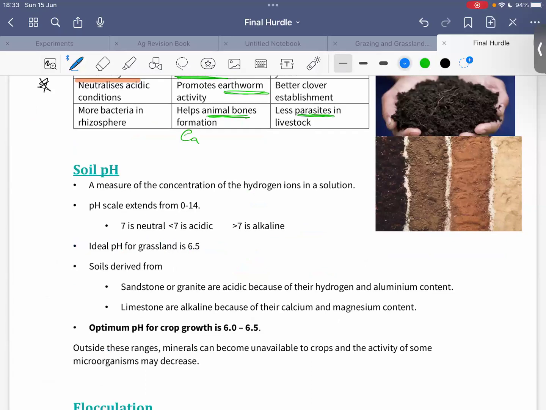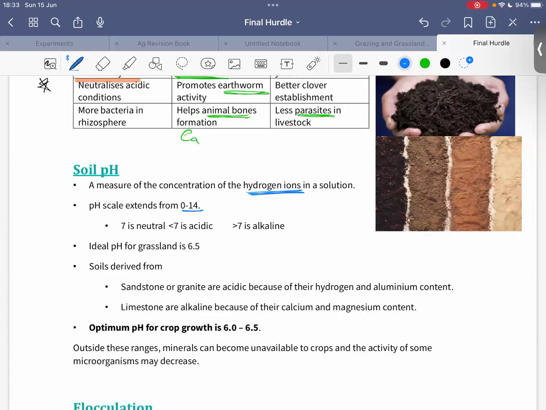Right, on to our soil pH. Our soil pH, very, very common question, as simple as it is. It comes up in junior cert science. It's coming up in leaving cert ag science. What is it? It's a measure of the concentration of our hydrogen ions, okay? So pH extends from 0 to 14. I can't imagine you'd be asked that, but you could be given maybe this soil has a pH of 5.6. Is it acidic or alkaline? You're going to say acidic.